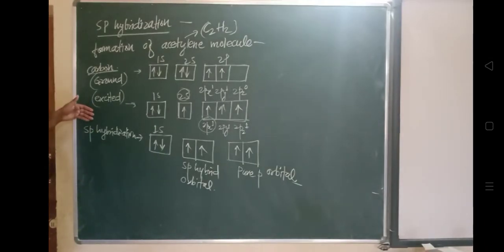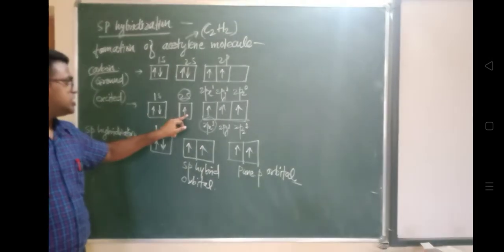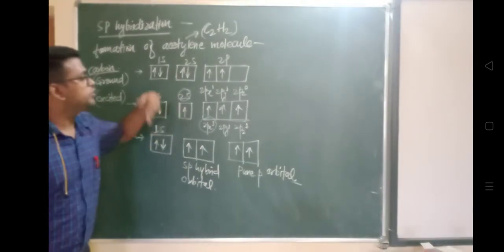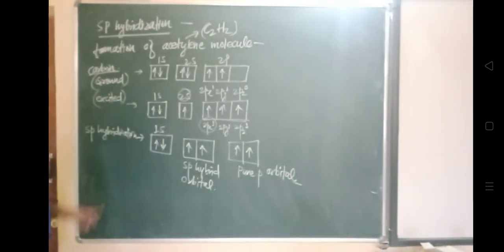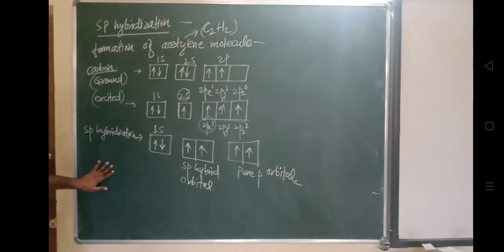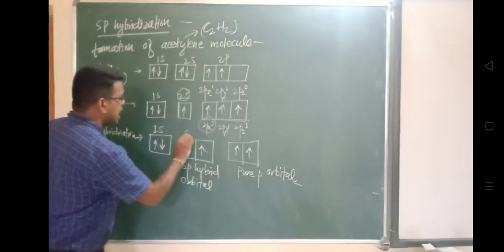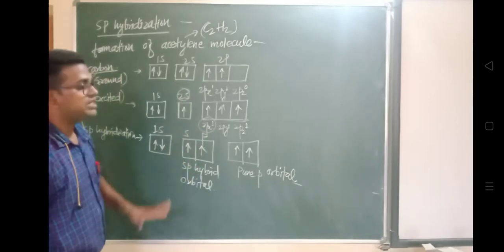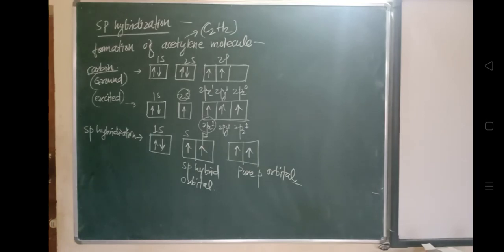One carbon atom is forming sp hybridization, which is getting overlapped with one s orbital. We can show one s orbital like this. Consider this is a 2s orbital. Suppose this is the 2s orbital.